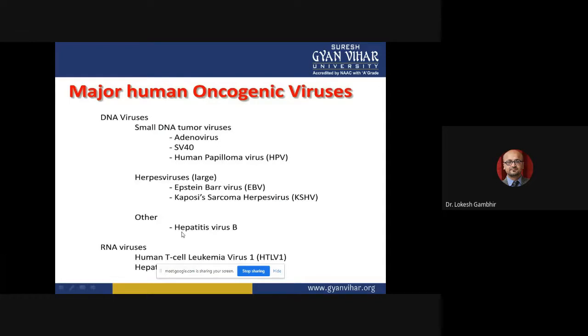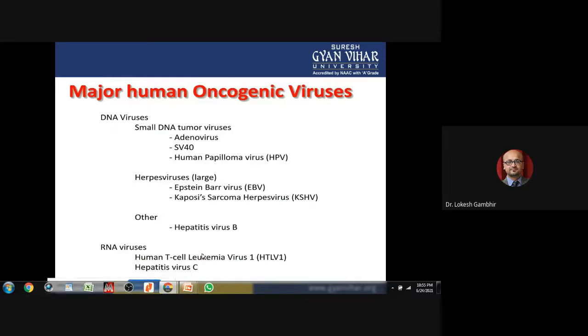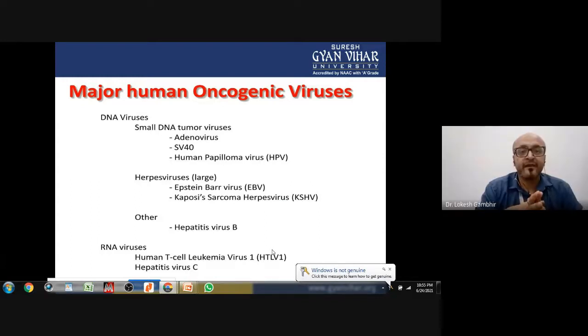When we are talking about RNA-containing viruses, we are talking about HTLV, the human T-cell leukemia virus, a retrovirus that induces T cell leukemia. And then there is HCV, the hepatitis C virus. So these are certain examples of oncogenic viruses.